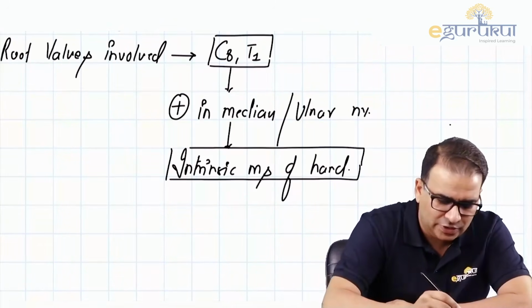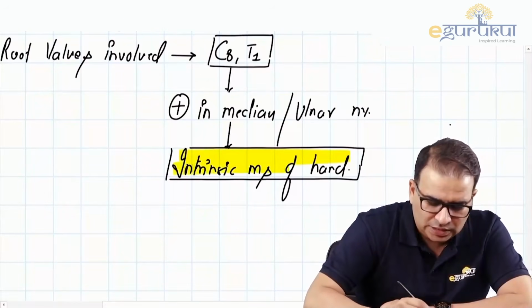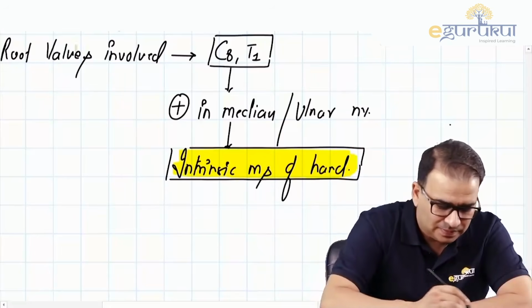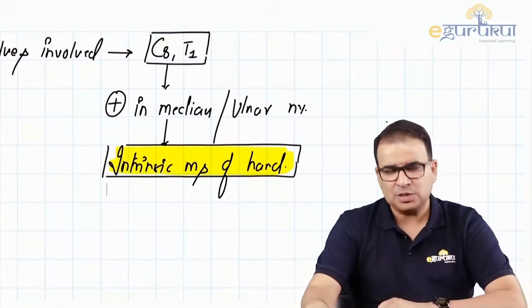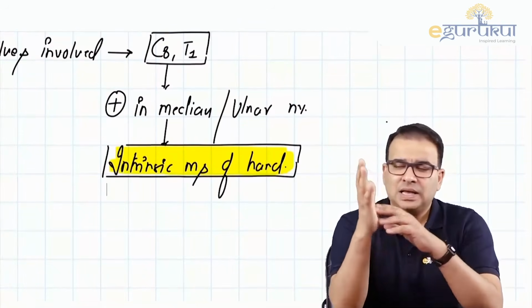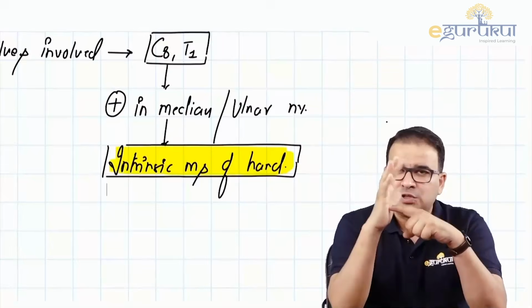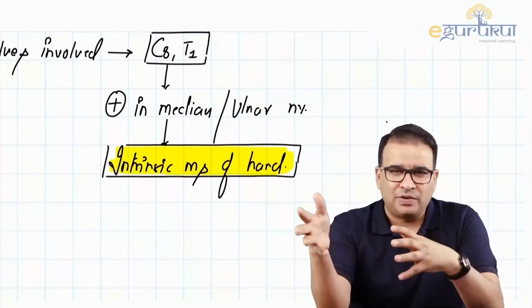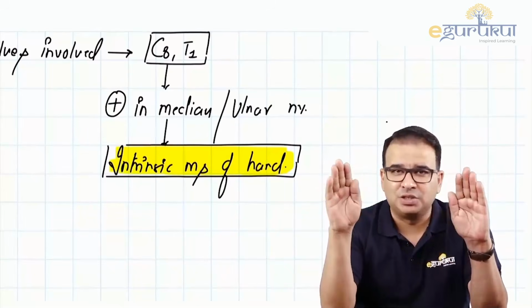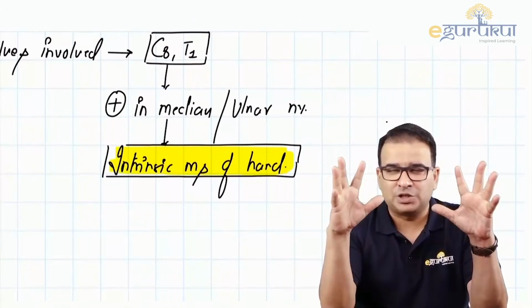And as I already said, intrinsic muscles of the hand refer to the lumbricals and the interossei, mainly the lumbricals and the interossei. So what will it lead to, guys? See, palmar interossei, dorsal interossei and lumbricals, when we talk about their function, yes, they do have different functions, like palmar interossei is for adduction, dorsal interossei is for abduction.